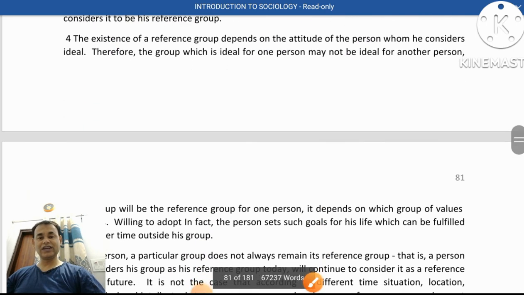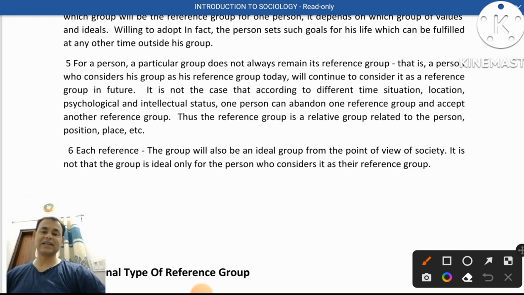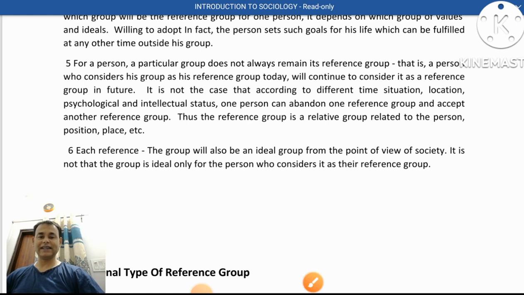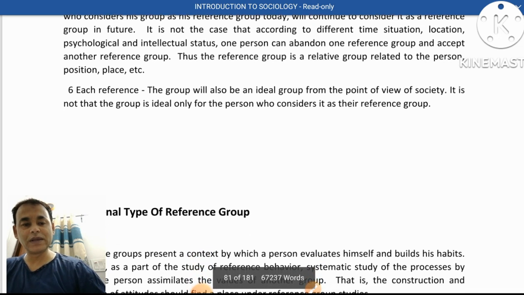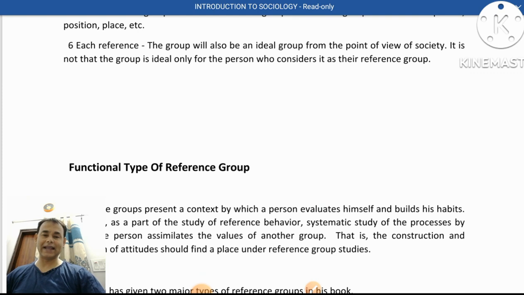You must note it down and think about it. For a person, a particular group does not always remain their reference group. It is not the case that a person who considers his group as his reference group today will continue to consider it as a reference group in future. According to different time, situation, location, psychological and intellectual status, one person can abandon one reference group and accept another. Thus, the reference group is a relative group related to the person's position. Each reference group will also be an ideal group from the point of view of society. It is not that the group is ideal only for the person.